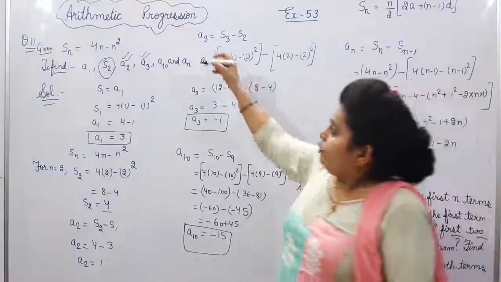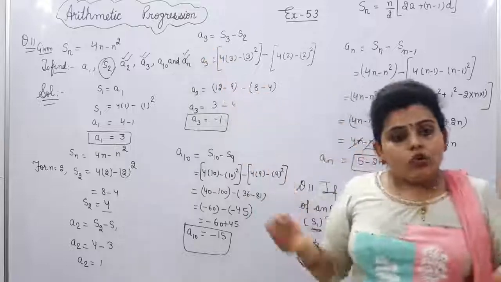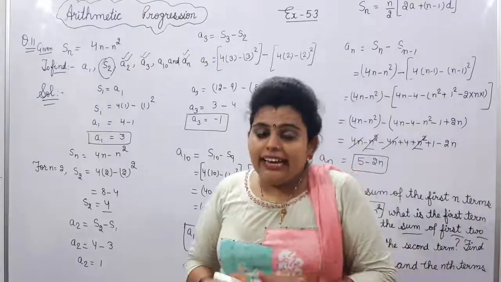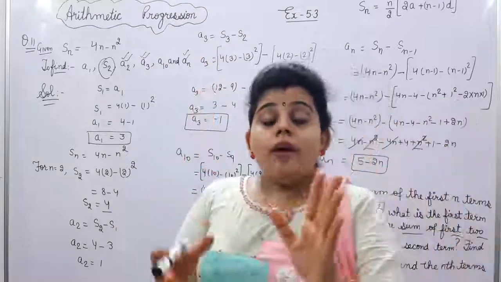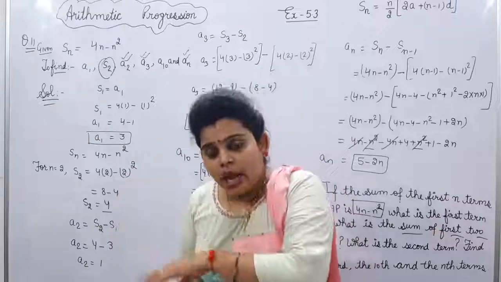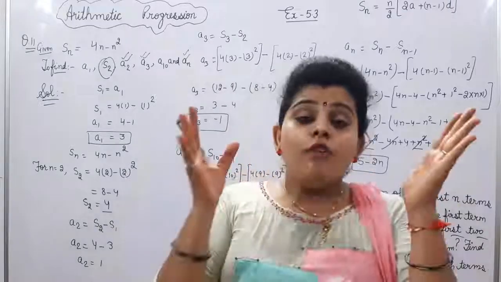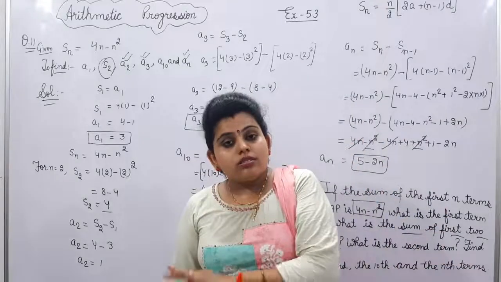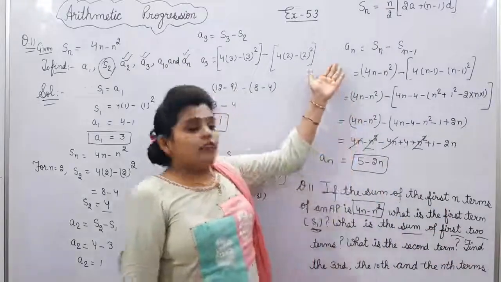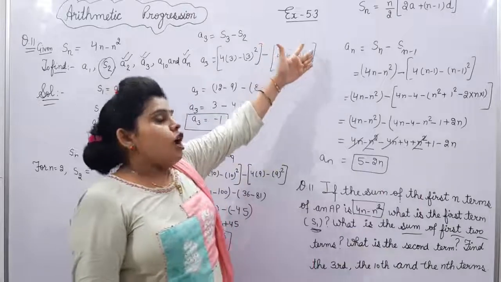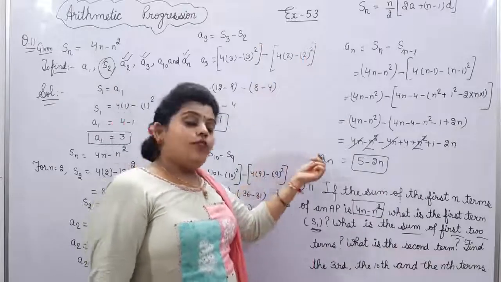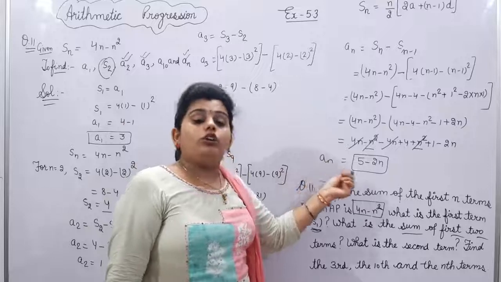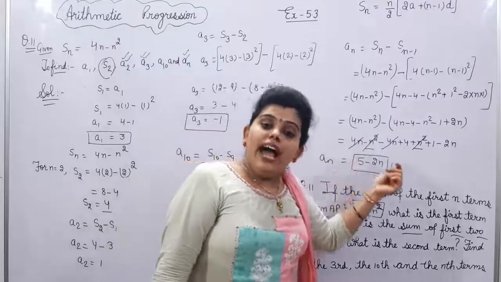Now we have to find an. nth term भी find out करनी है. अब nth term के लिए क्या करेंगे, we will subtract sum of n minus 1 terms from sum of n terms. हम n terms के sum में से n minus 1 terms के sum को subtract कर देंगे, so that we will find the value of an. So like this, in same manner we have found an, and this an is equal to 5 minus 2n.